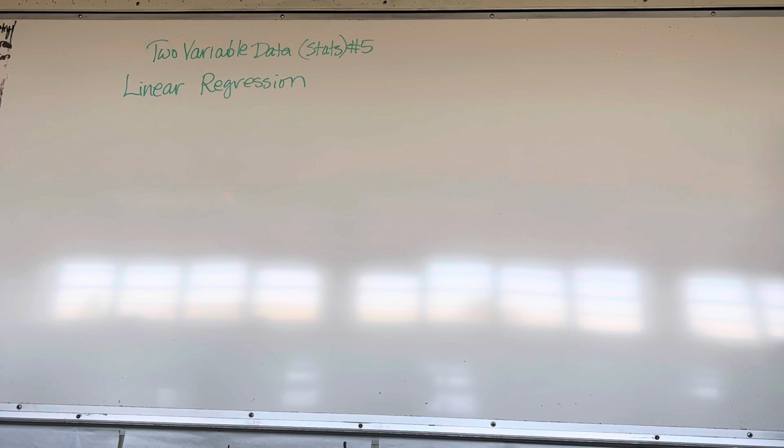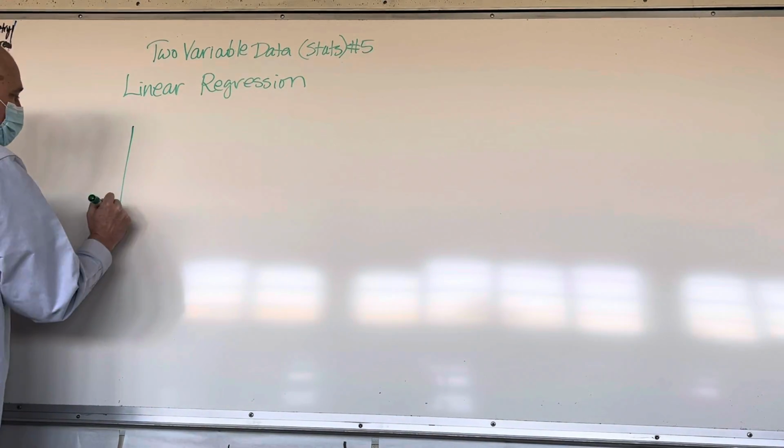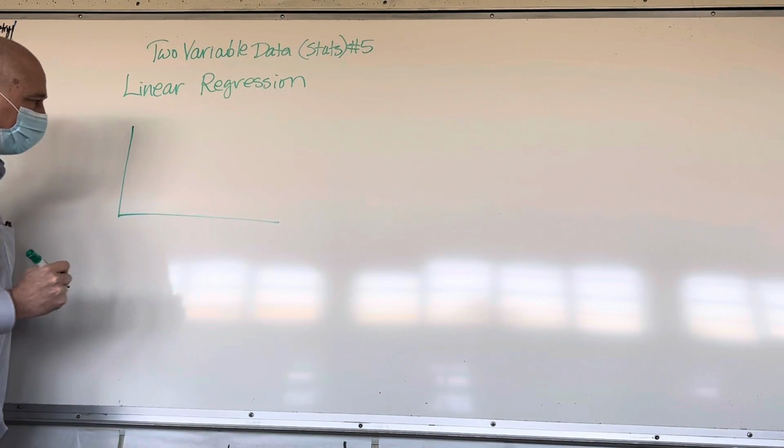Given data that approximates a line, how can we fit a line to the data accurately? I'll show you a little bit more about what that means. Linear regression is the process of accurately applying a line to a group of data, or data set. So let's take a set of two variable data.